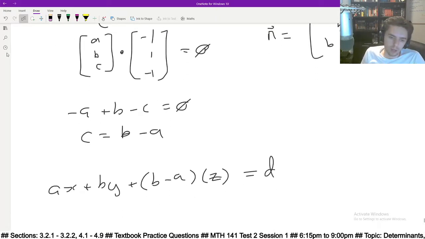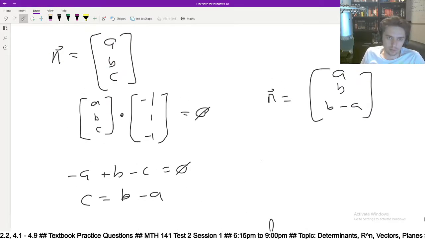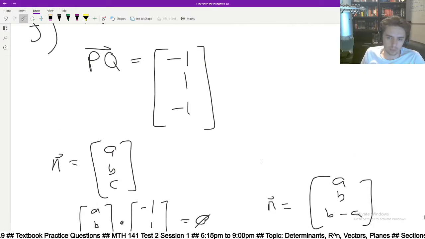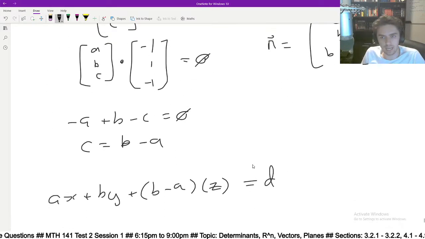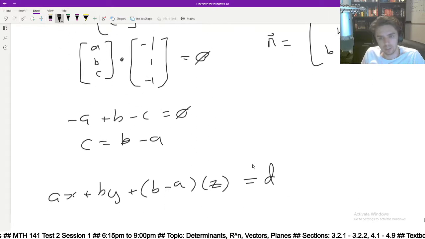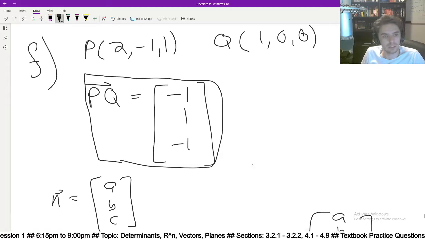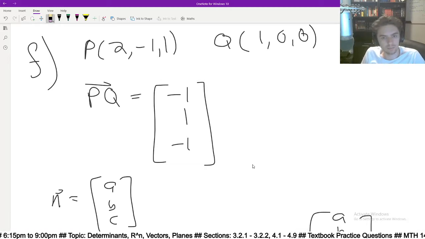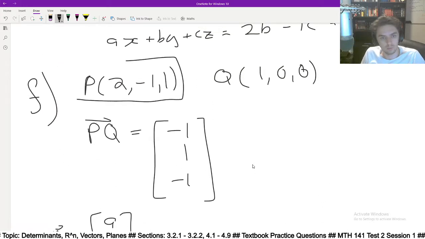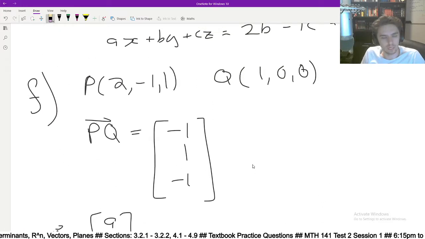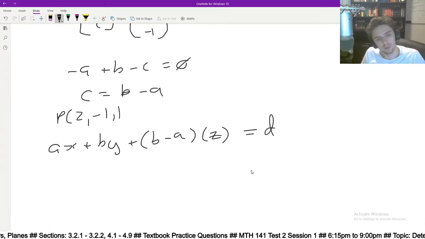So A and B are just numbers that we don't know yet. This is just the equation of a plane that is perpendicular to this vector, and there are lots of those, infinitely many. But let's put in a point, 2, negative 1, 1. So I'm going to put in P, which is 2, negative 1, 1.